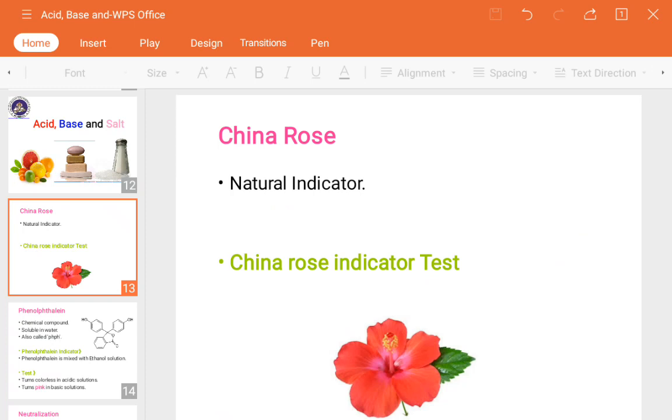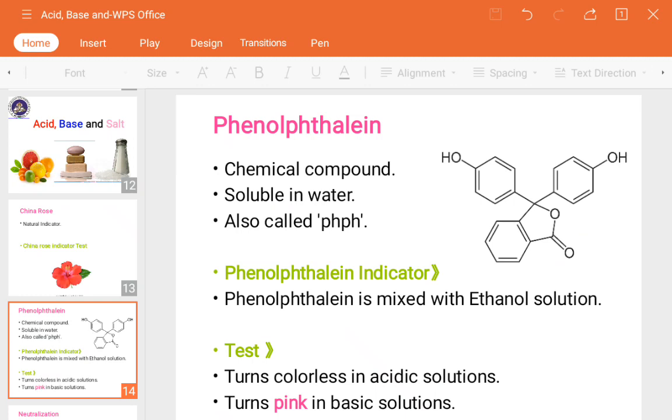Next are chemical indicators like phenolphthalein. You can see in the image the chemical structure of phenolphthalein. It is a chemical compound, very soluble in water, and it is also called a pH indicator. This solution is normally used in the laboratory for detecting acidic or basic solutions. We cannot use this solution at home. Phenolphthalein is mixed with an ethanol solution.